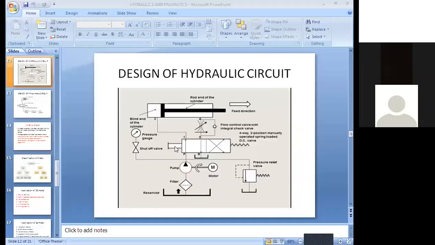No problem. I would like to share the slide, then you will understand better. After that I will show the video also. This is the main hydraulic circuit, the design of the hydraulic circuit.